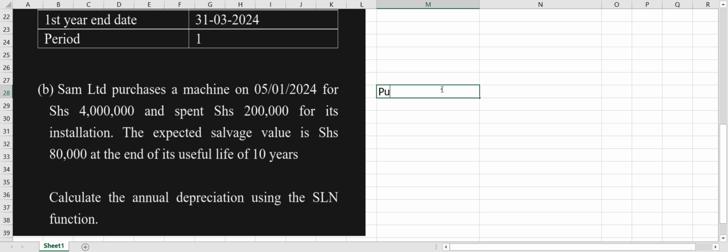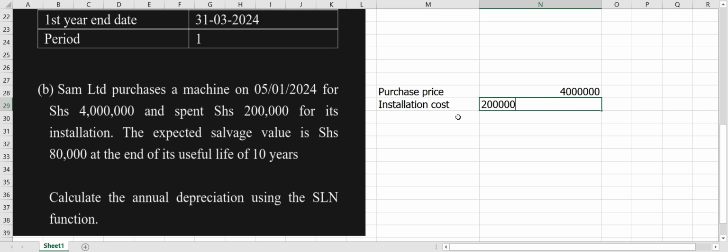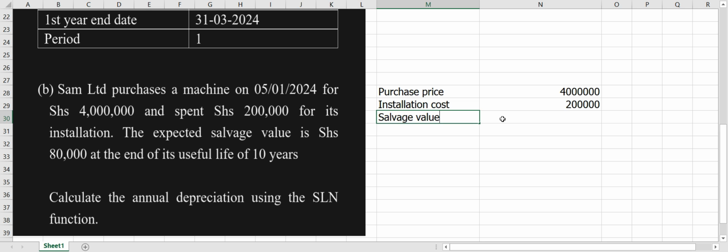So we have the purchase price. You enter the information in your spreadsheet. Purchase price is 4 millions. Installation cost, that's 200,000. The salvage value, that's 800. What's the useful life? Useful life is 10 years. It's been given to us, 10 years. I think that's it all.